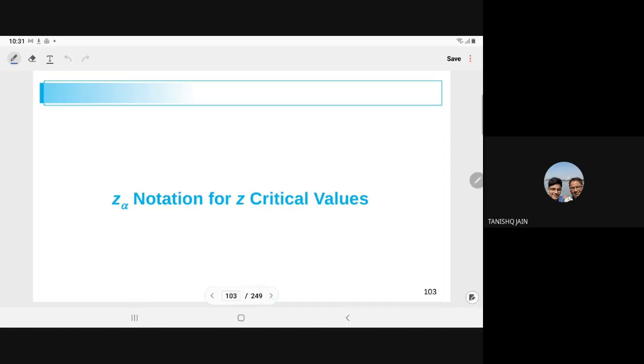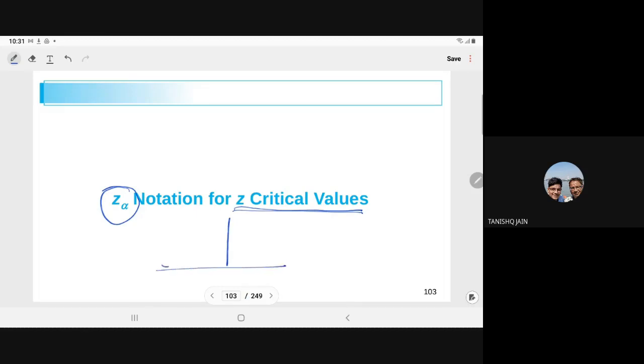Now from here we have a very important special notation, Z alpha. Generally we use it for statistical analysis, where we have critical analysis. What is the meaning of this notation?